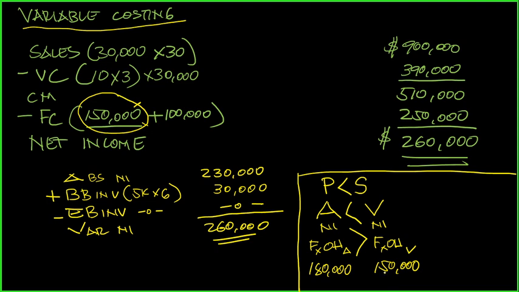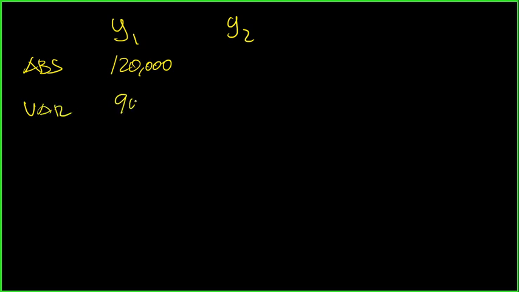Okay, so, ayun. Now, if you try to summarize that, for year 1, under absorption costing, the net income is 120. But under variable costing, the net income is 90. For year 2, the variable costing net income is 260, siya naman yung mas mataas, while for absorption costing, it's 230.